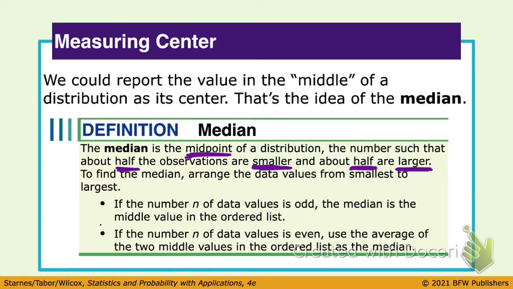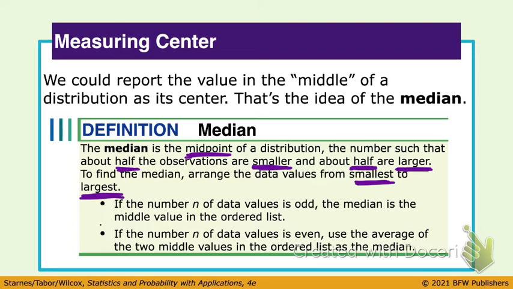So the median cuts the data literally in half. Half of the values are going to be above it. Half of the values are going to be below it. Okay? To find the median, you guys know how to find the median, right? The first thing you have to do is arrange the values from smallest to largest. So you do have to put the data in order first.